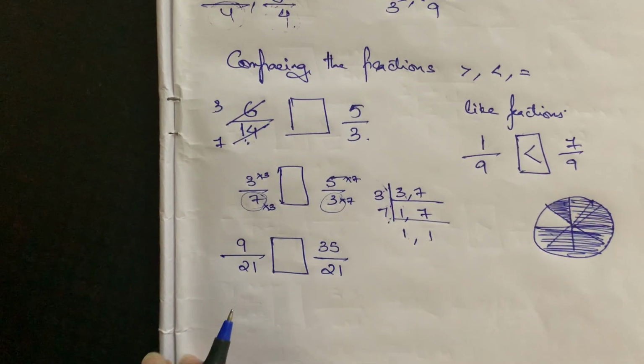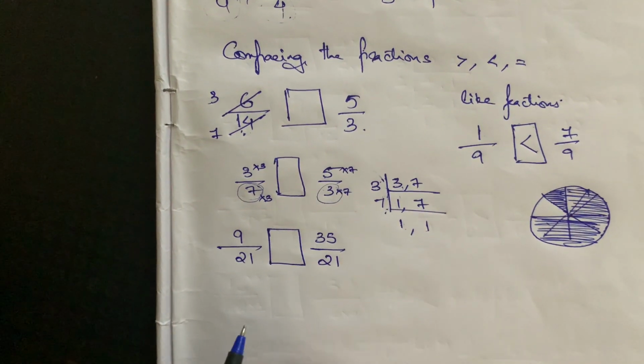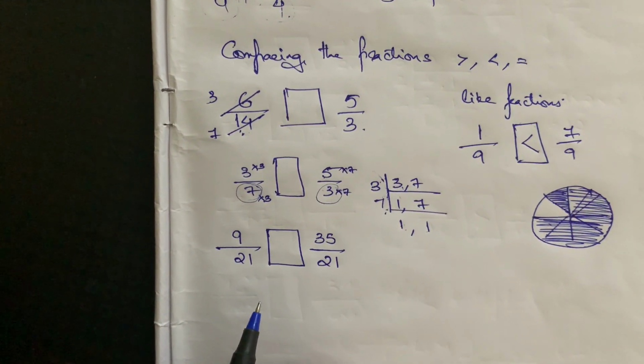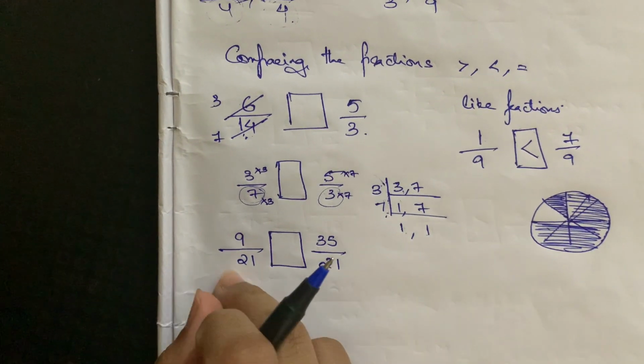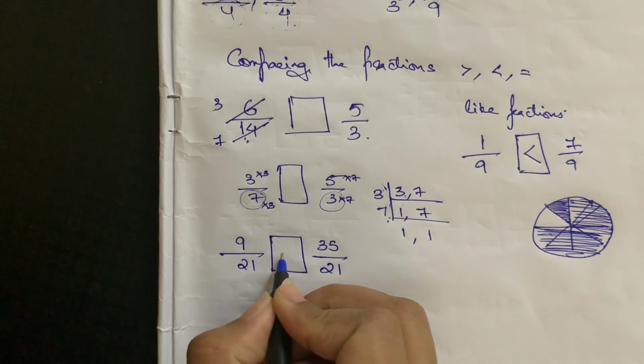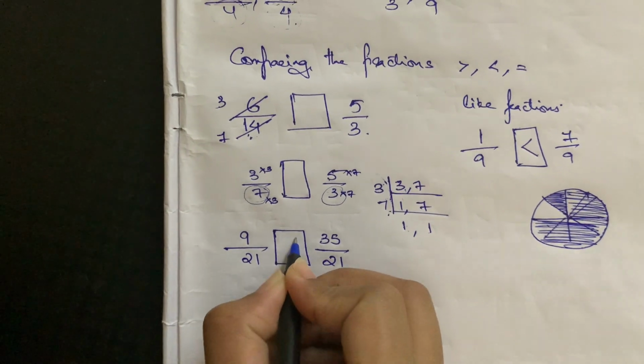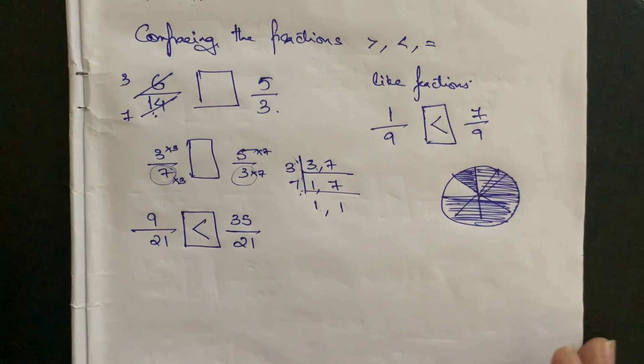Okay, so which one is bigger now? 35 upon 21 is a bigger part, isn't it? So I can say that this fraction is bigger when compared to this one. So I'm going to write 9 by 21 is less than 35 by 21, is what I'm going to write down.